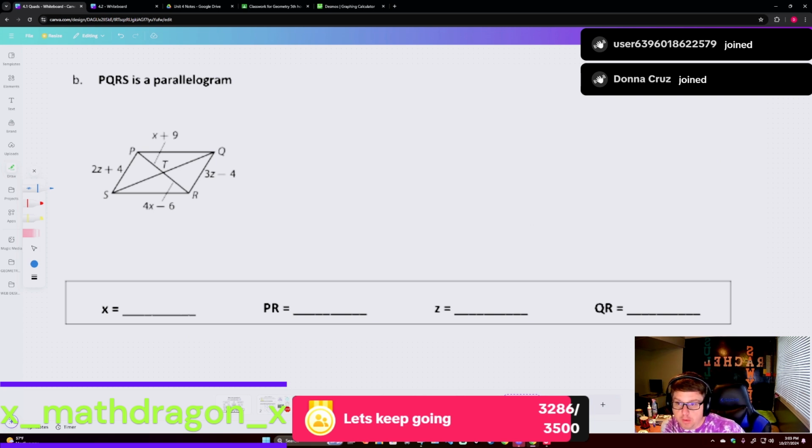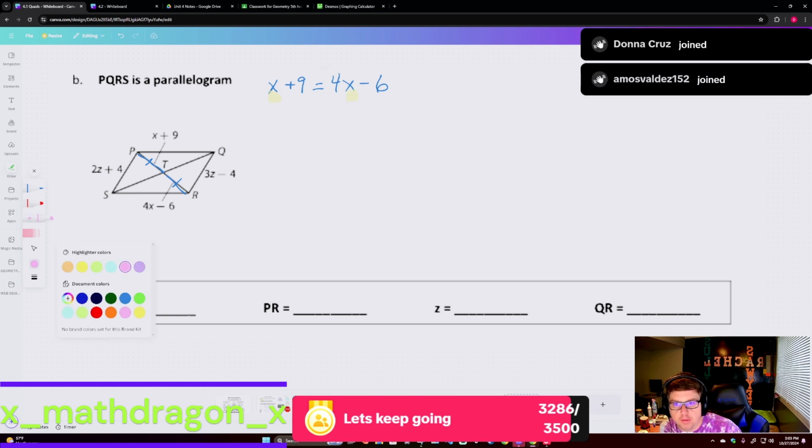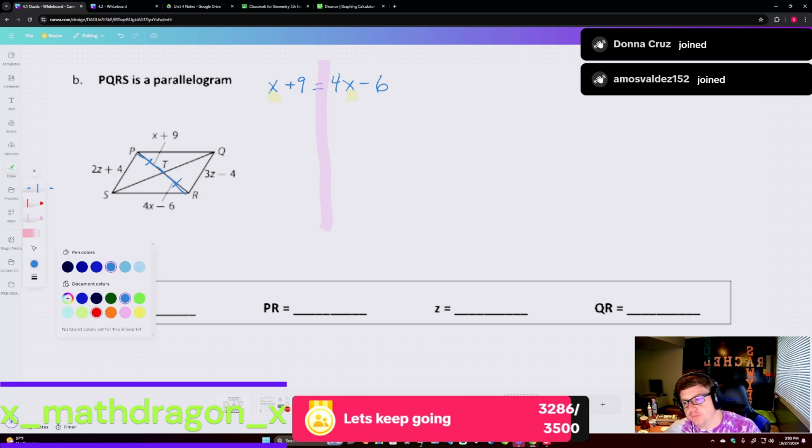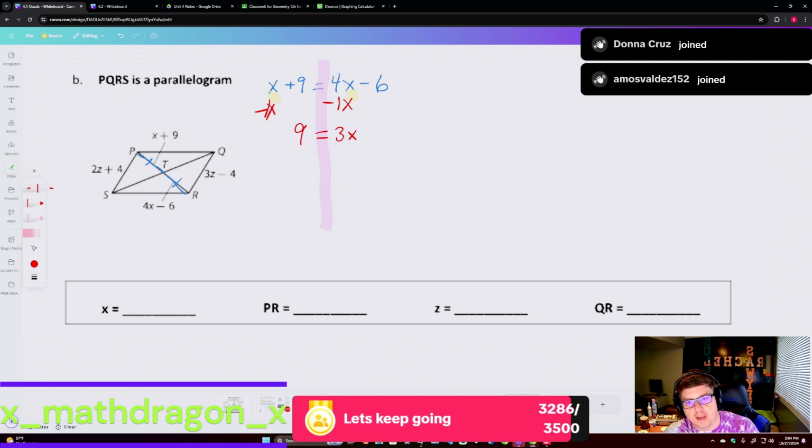You can pause the video, try and apply it, but same kind of thing. Diagonals bisect each other, so this is equal to that. So x plus 9 is equal to 4x minus 6. If we underline the variables, draw a line down the middle of the equal sign, we can see the x's are on opposite sides. So I want to throw all the x's on one side, and all the numbers on the other. You can do it either way. I don't like negatives, so I'm going to subtract 1x from both sides. That will zero these out. 9 equals 3x minus 6. And then the x's stay positive.